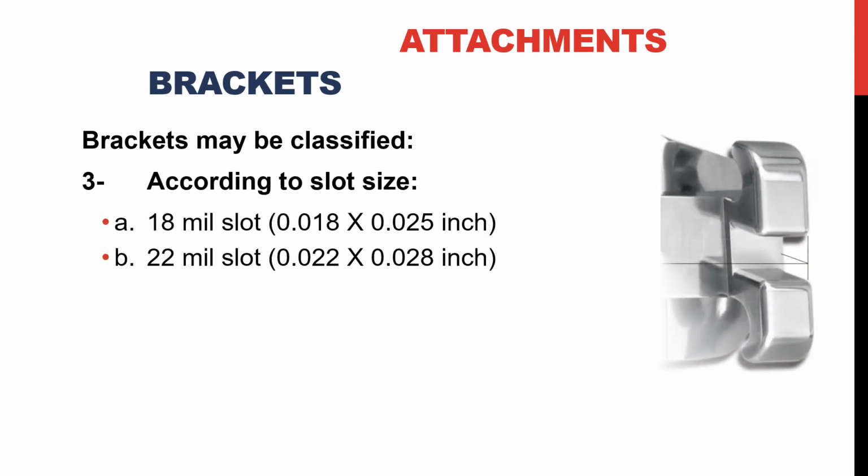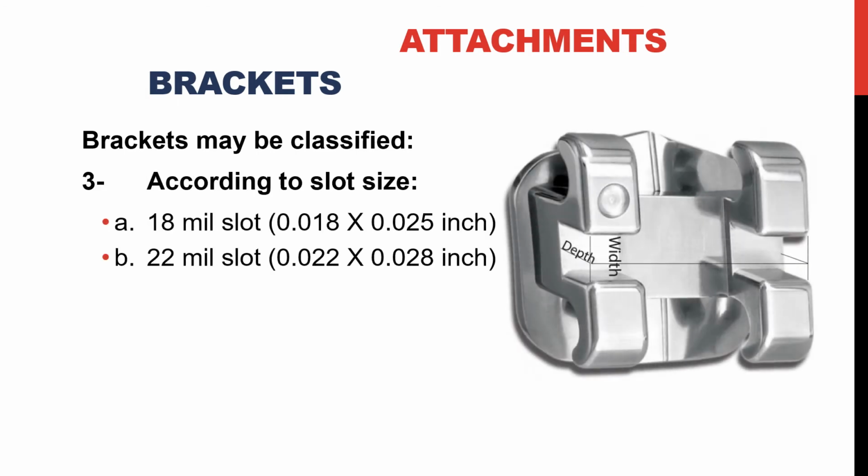Another way to classify a bracket is according to slot size. There are two major slot sizes, 18 milli-inch and 22 milli-inch slots. The slot has a width and depth. The 18 represent the width of the slot, and the depth would be 25 milli-inch, and for the 22 bracket, the depth would be 28 milli-inch.